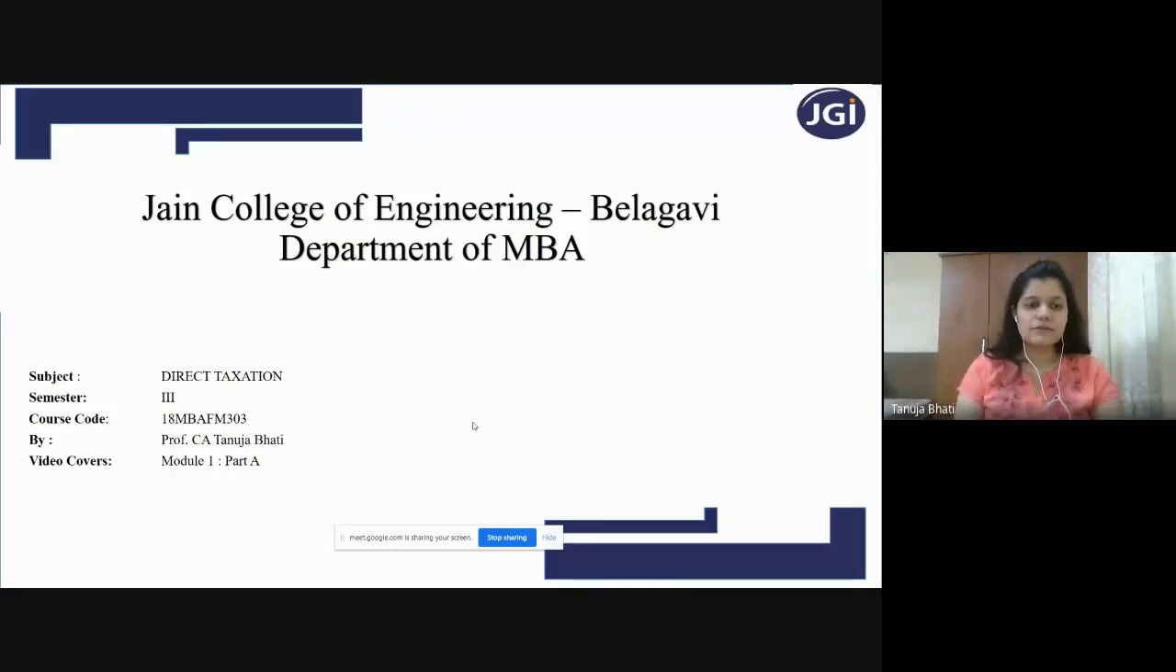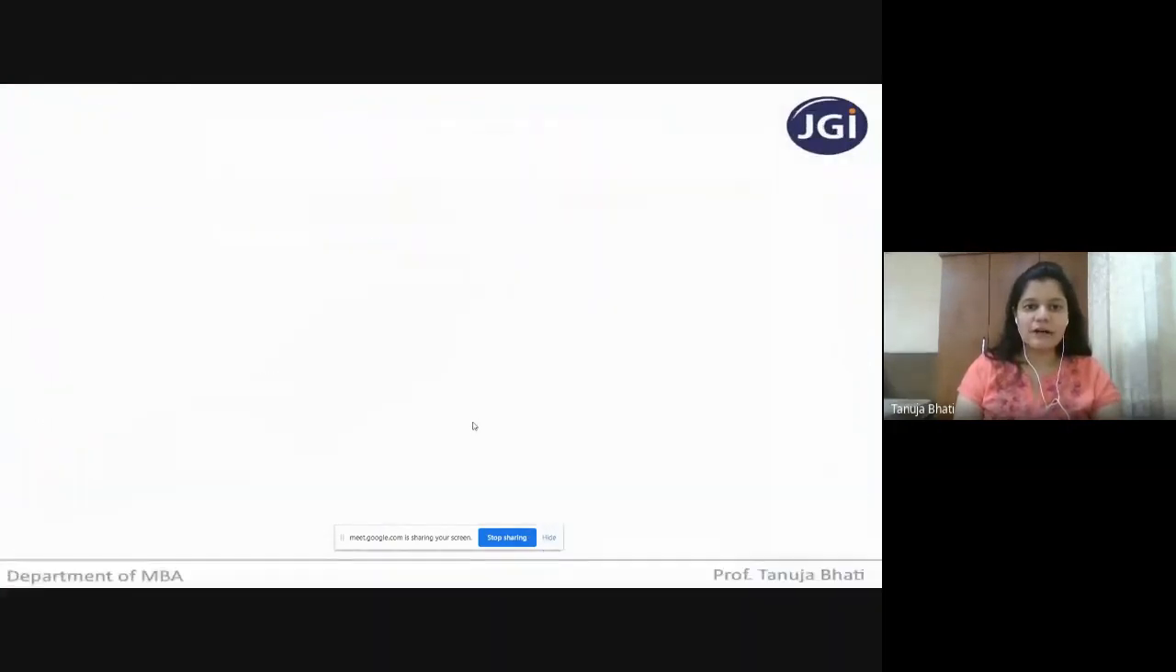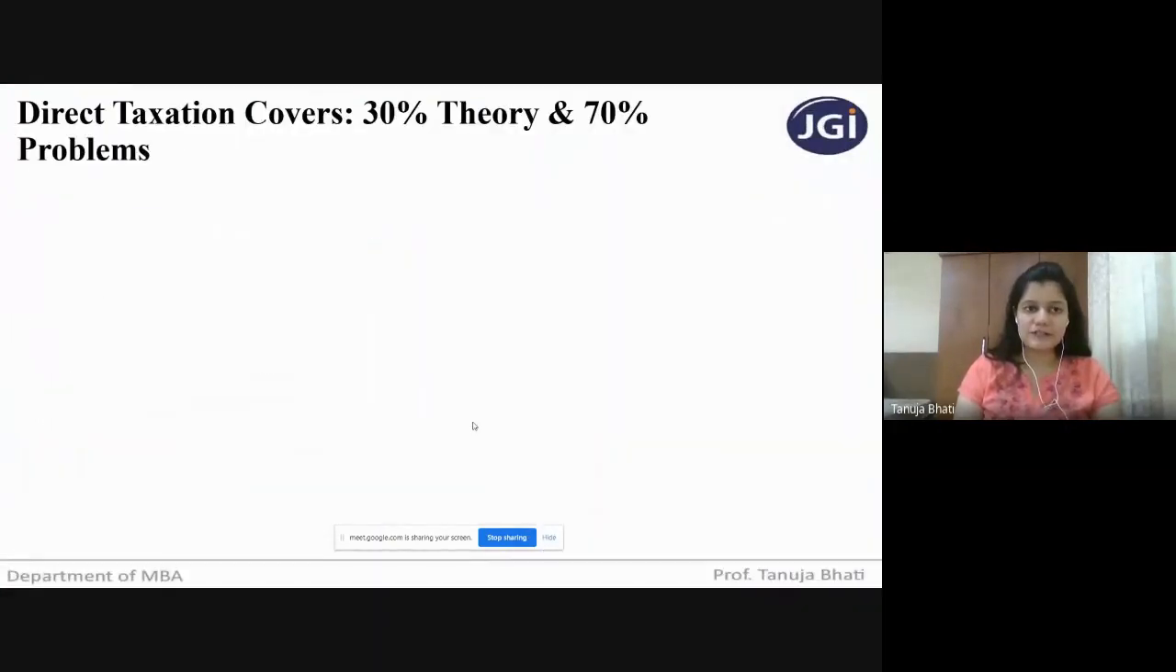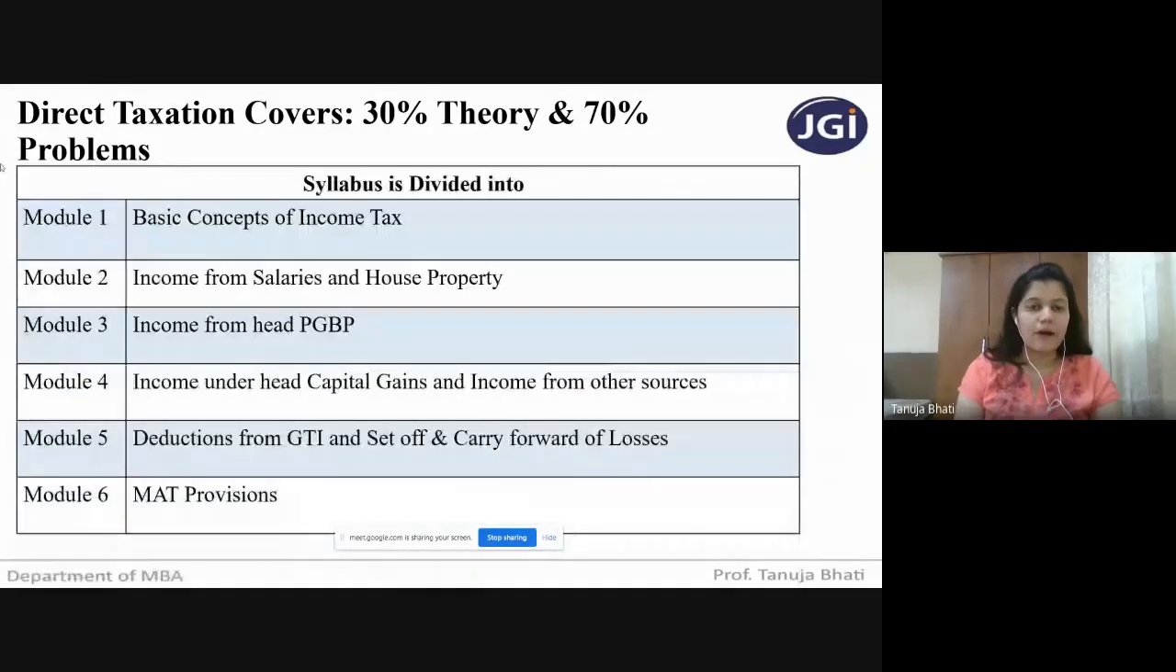Okay, so let us start the session. You'll know that I'll be taking the direct taxation subject. Under this subject, we'll see first of all what the coverage is: 30% theory and 70% problems. That means in your VTU examinations, you will have 30% theory and 70% problems from direct tax.